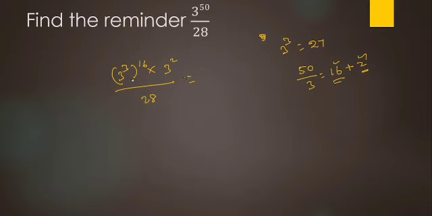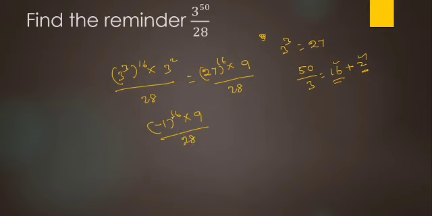Now you know that 3 to the power of 3 is 27, so 27 to the power of 16 into 3 squared is 9, divided by 28. Now 27 is 1 short of 28. So minus 1 to the power of 16 divided by 9 into 9 divided by 28.